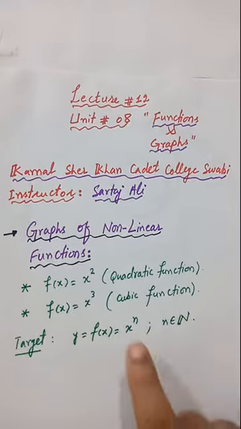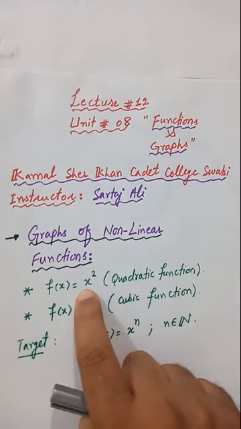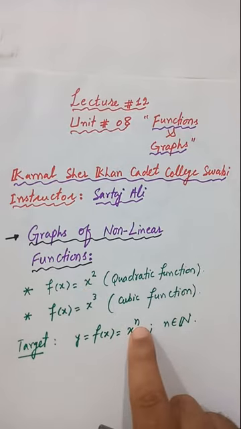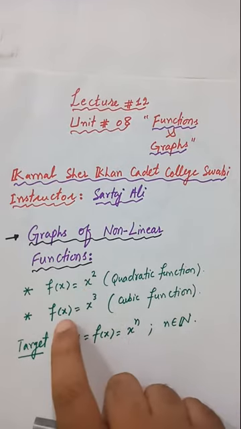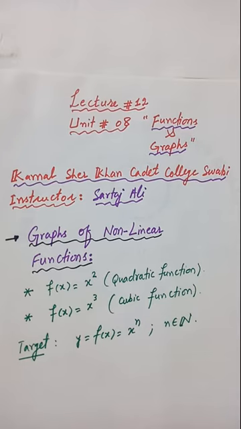After that, when n equal to 2, so that will be the function f of x is equal to x square. What will be the graph of this function? And then when n equal to 3, that becomes f of x is equal to x cube. Now you will see and remember the shape of the graph of f of x is equal to x square and the shape of the graph of f of x is equal to x cube.